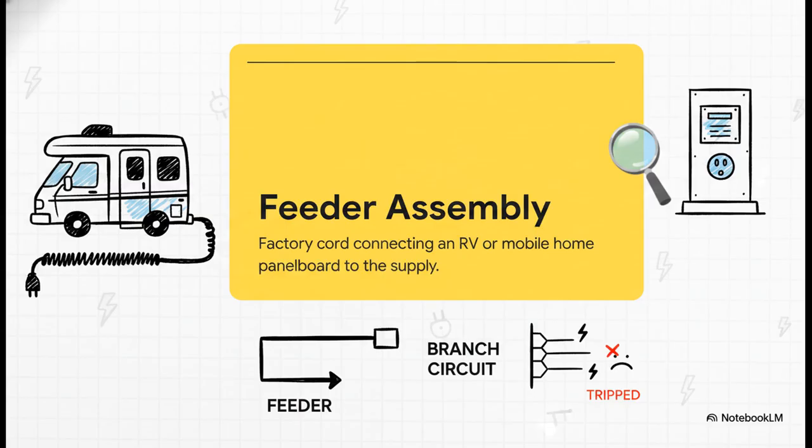Here's another recent addition, the feeder assembly. Why does this matter in the field? Well, officially classifying the heavy cord connecting an RV to its power pedestal as a feeder rather than a branch circuit is a real game changer. It completely prevents the frustrating unwanted tripping of GFCIs that used to happen when the normal minor leakage currents from multiple appliances inside the RV added together at the source.